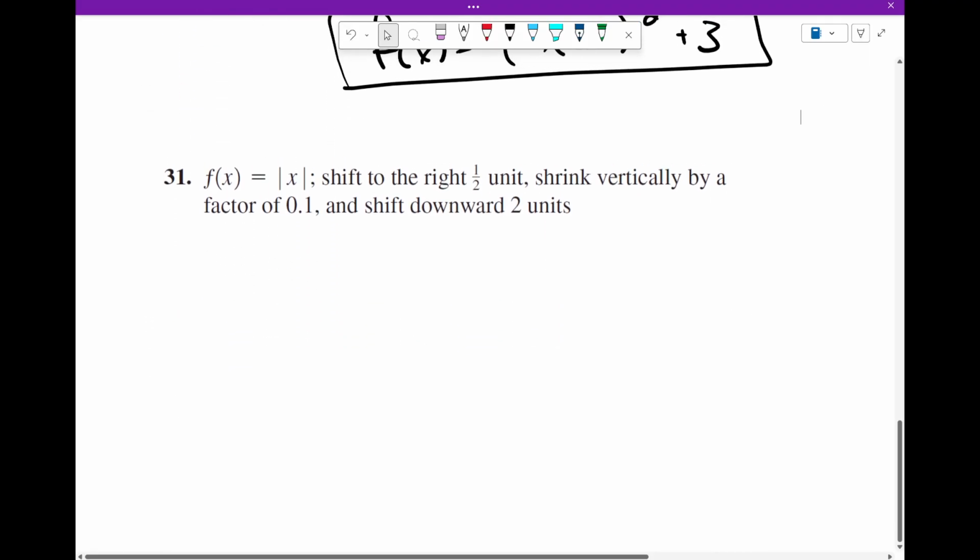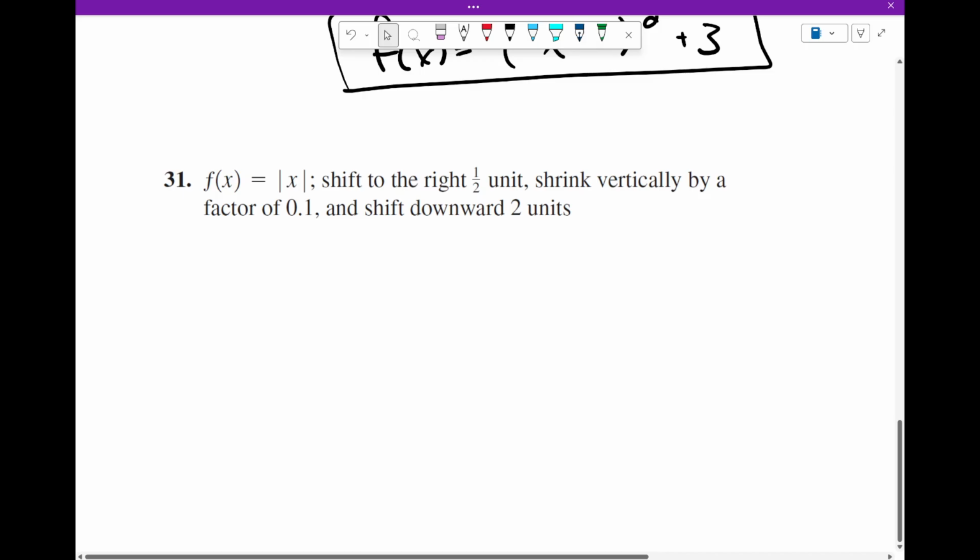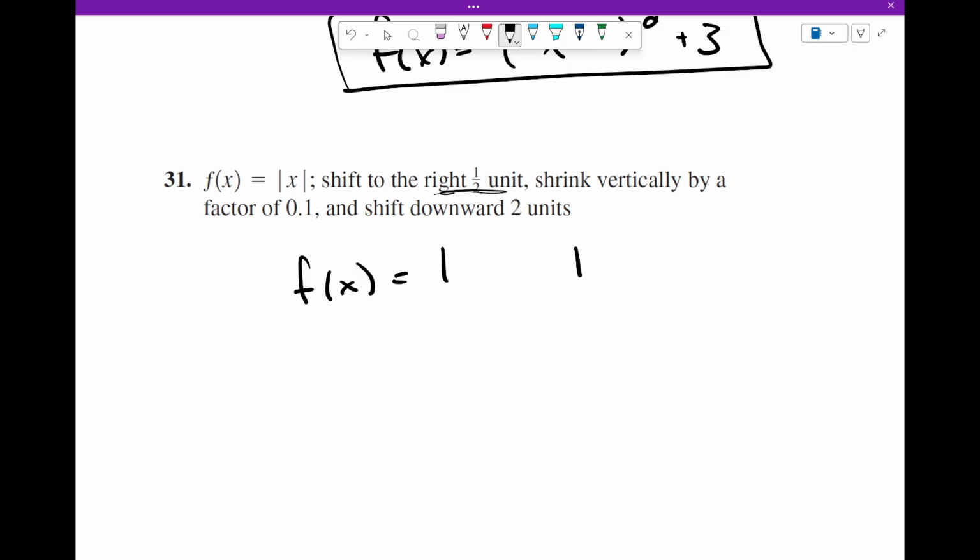All right, so we have absolute value shifted to the right half units, shrink vertically by a factor of 0.1, and shift downward 2 units. All right, so we're shifting to the right. So that's going to be x minus 1/2. Now we want to shrink vertically, okay?